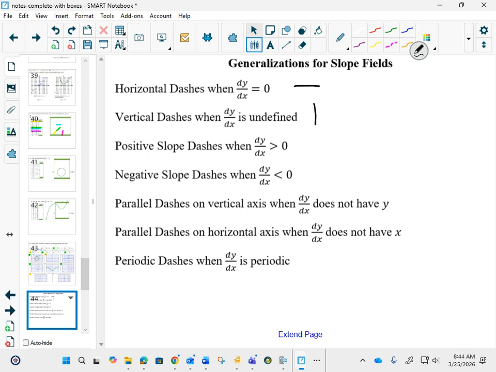If your slope is positive, you have positive slopes. Well, I guess, okay, if your derivative is positive, you have positive slopes.